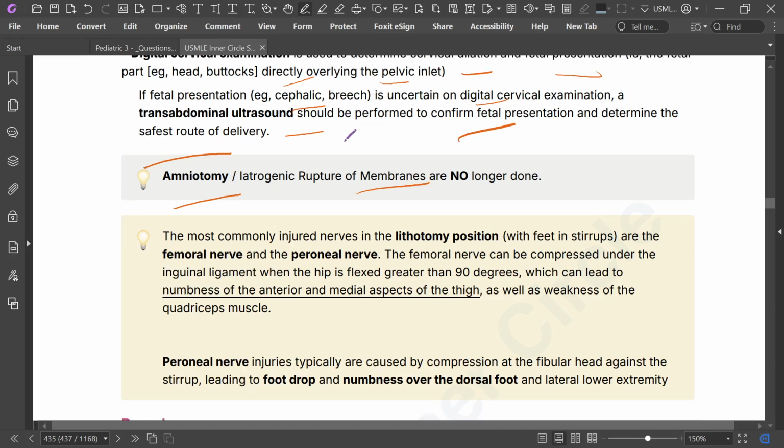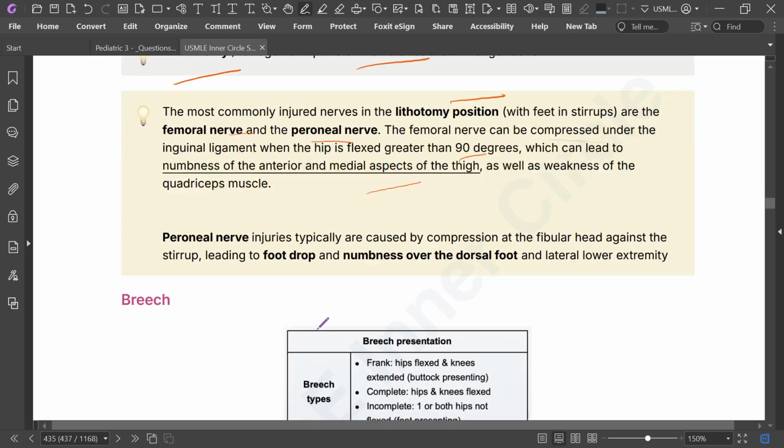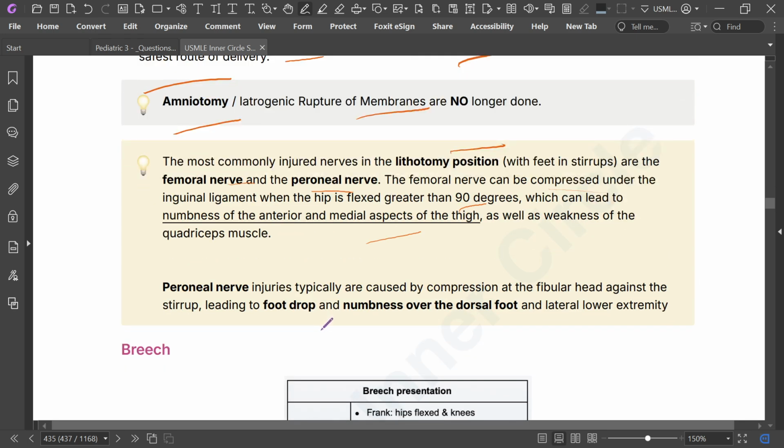The most commonly injured nerves in the lithotomy position are the femoral nerve and the peroneal nerve. Femoral nerve is compressed under the inguinal ligament when the hip is flexed greater than 90 degrees, which can lead to numbness of the anterior and medial aspect of the thigh as well as weakness of the quadriceps muscle. Peroneal nerve injury is caused by compression at the fibular head against the stirrup, leading to foot drop and numbness of the dorsal foot.